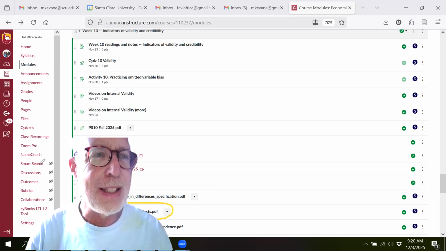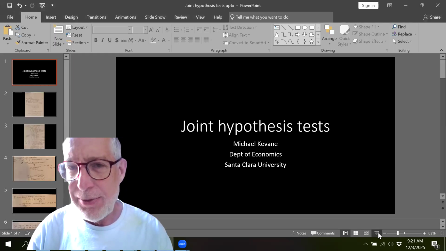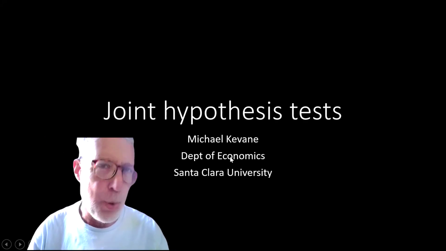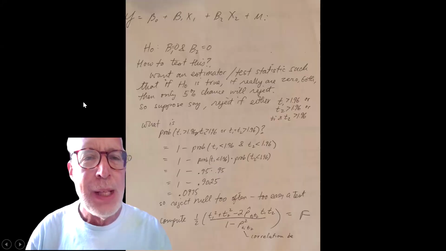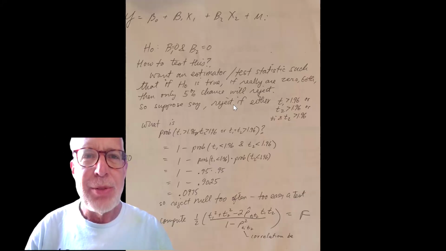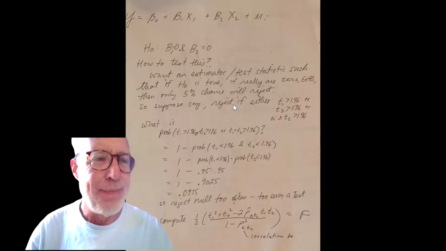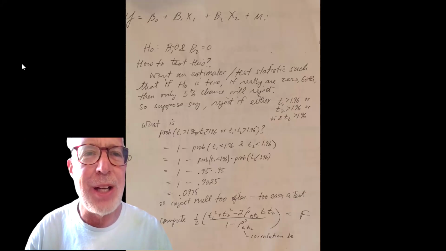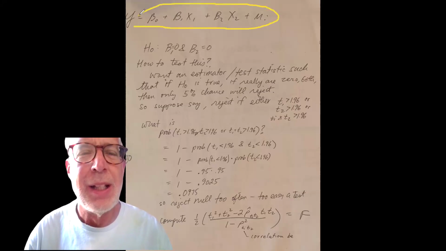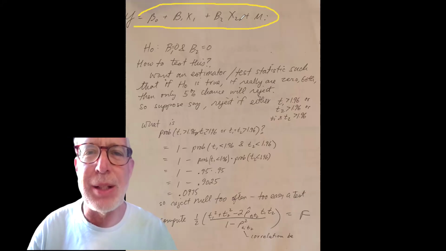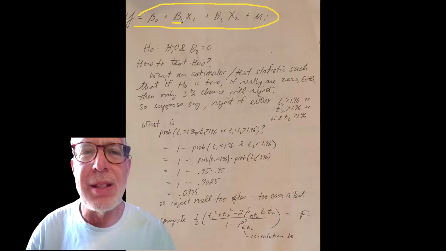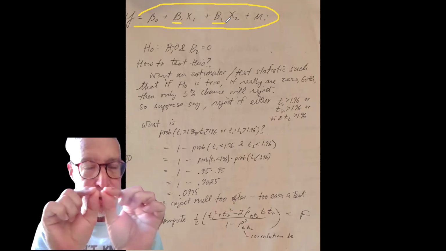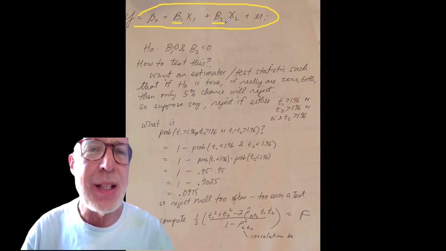So let's get started then, and I'll make this full screen. Here's a very short introduction to joint hypothesis tests. You can read more in the reading. Let's suppose we have a regression equation like this one: y equals b0 plus b1 times x1 plus b2 times x2. And we want to test the joint hypothesis that b1 equals 0 and b2 equals 0, that both of these coefficients are equal to 0. How do we test that hypothesis?